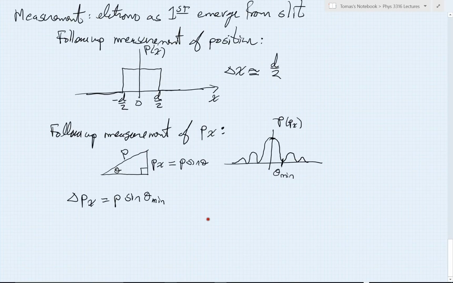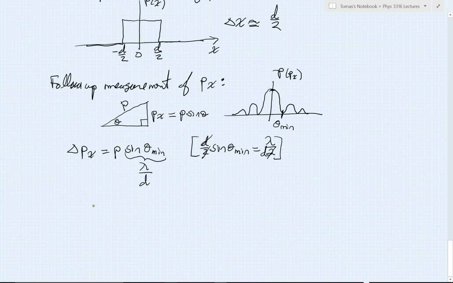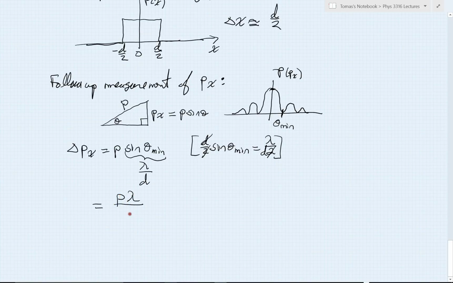So if we copy our condition down, we had d over 2 sine theta minimum. That is the change in the path length between the upper and lower halves of the slit. We want that to be exactly lambda over 2. We can cancel the 2's. We then can divide both sides by d and can replace this distance as lambda divided by d. So my momentum uncertainty is the momentum of the particles times their wavelength divided by the width of my slit.